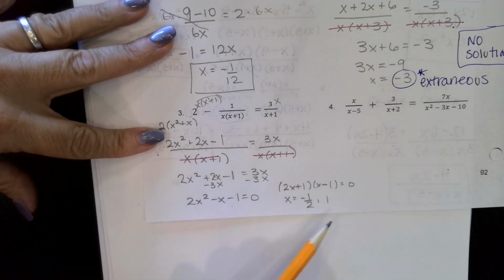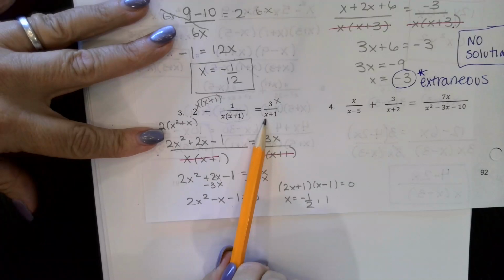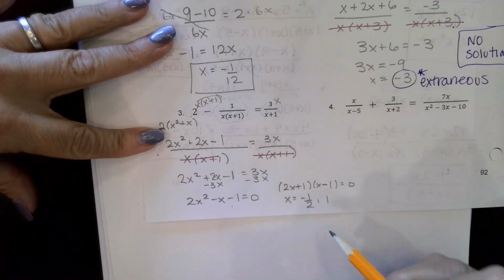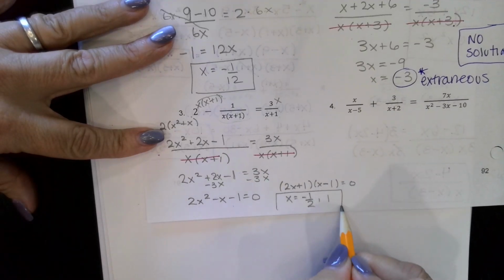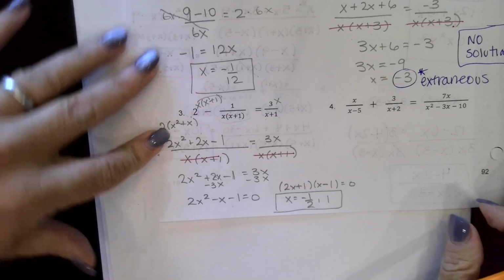So if I look over here in the denominator, I can plug 1 in. I get 1 plus 1. So 1 plus 1 is 2. So this value of x equals 1 is okay. So this is my solution. I have two answers.